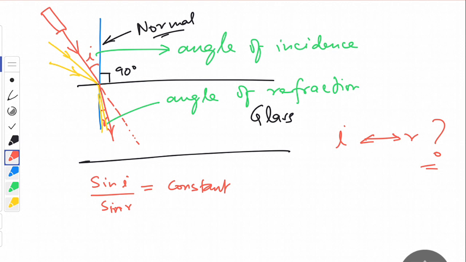If you don't know what sine is, I will take a few minutes to explain to you what sine is. Does anyone know what sine is, or do all of you, or you're not familiar? Let me know. I will very quickly explain to you what sine means.